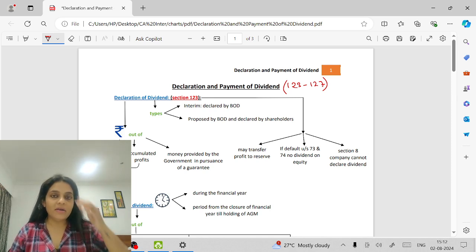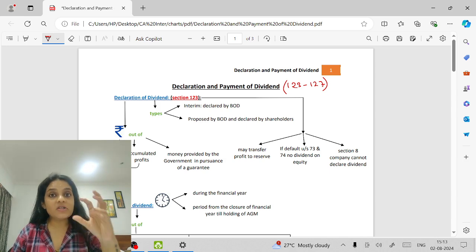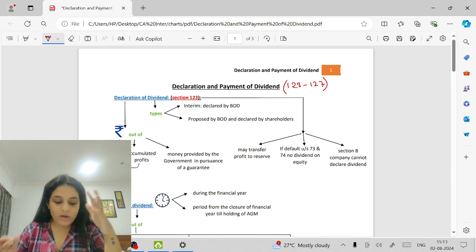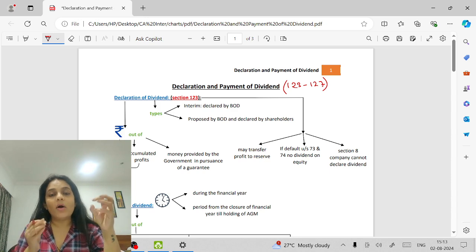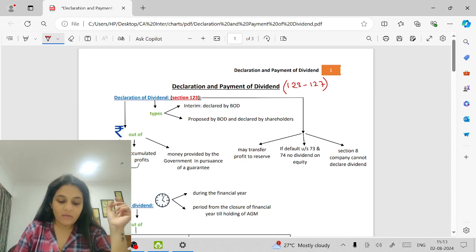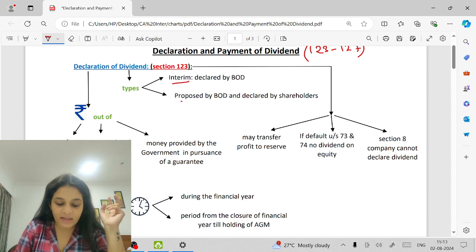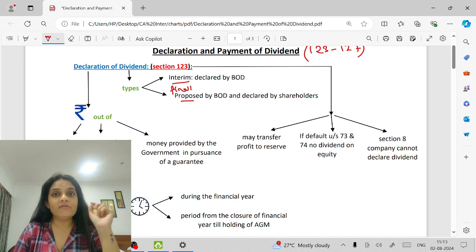Now, when we talk about dividend, the definition says dividend includes interim dividend. That means whatever provisions are applicable to dividend also apply to interim dividend. So basically, what are the two types of dividend that we have? When we talk about companies, a company can declare two types of dividend. The first is interim and the second is final.